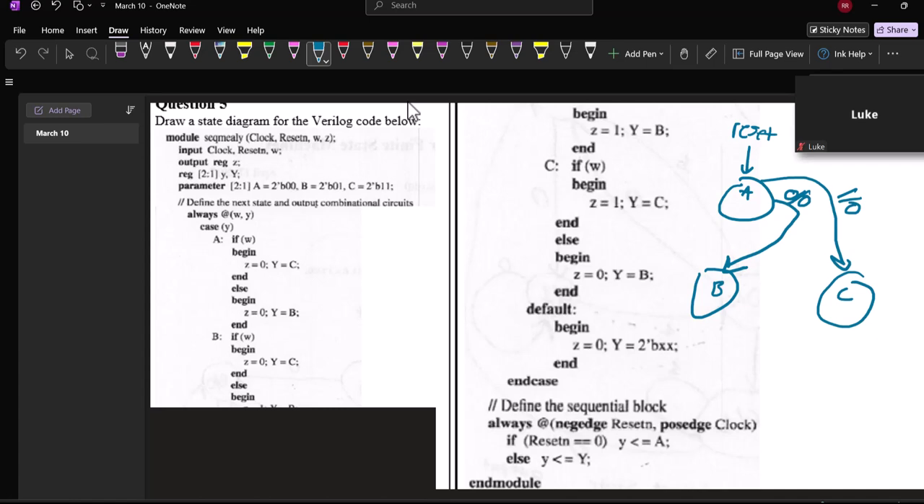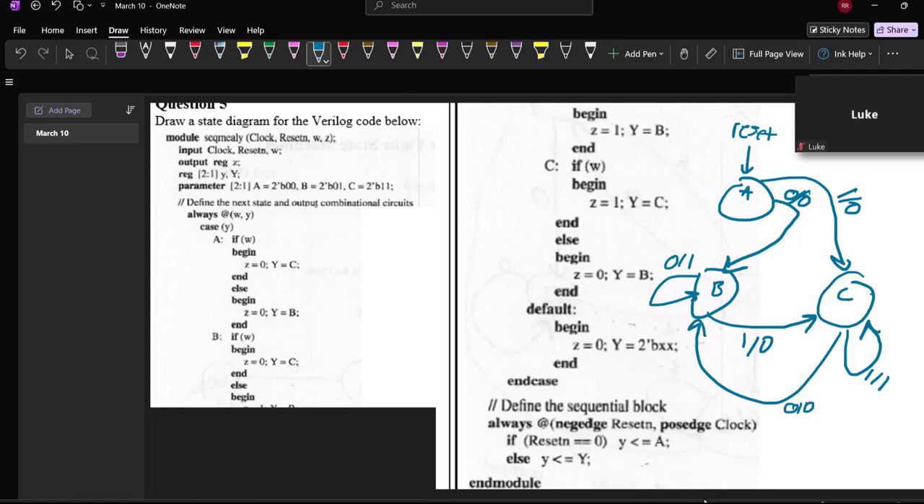Okay, so what's coming out of B? 1, 0 to C. And 0, 1 back to B. And from C, 1 and 1 to C, 0, 0 to B.